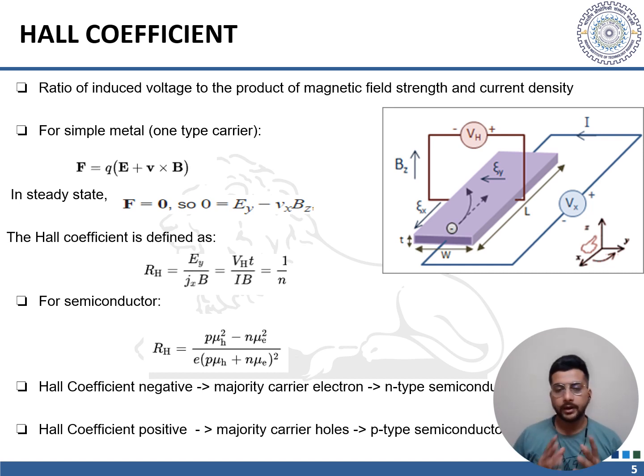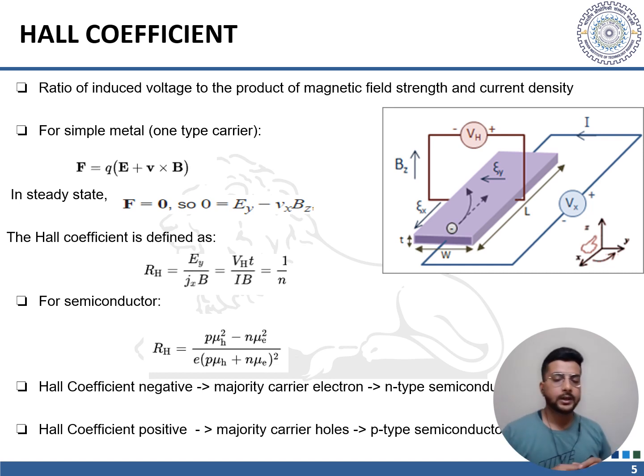Now in the case of a semiconductor, the derivation is not so simple because we have two types of charge carriers, both holes and electrons. So in that case, after derivations and some manipulations, we get the result RH is equal to (P mu h square minus N mu n square) divided by e times (P mu h plus N mu n) the whole square. Here mu h and mu n are the mobilities of the holes and electrons respectively. So these are the Hall coefficients for the two cases.